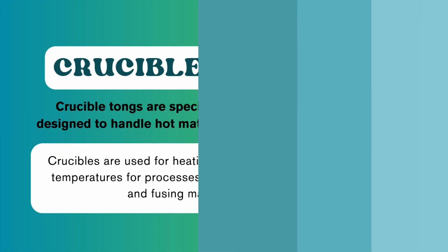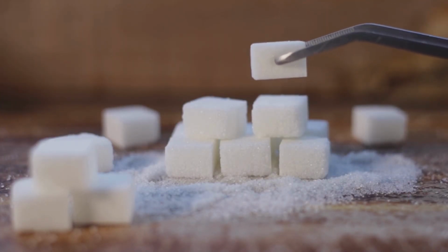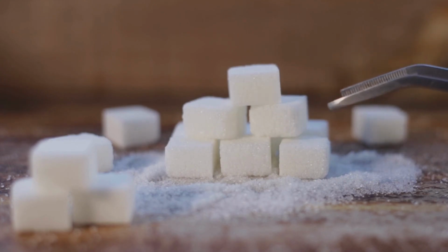Crucible tongs are used to handle hot equipment safely. They are specially designed to grip and move hot materials during experiments involving high temperatures.